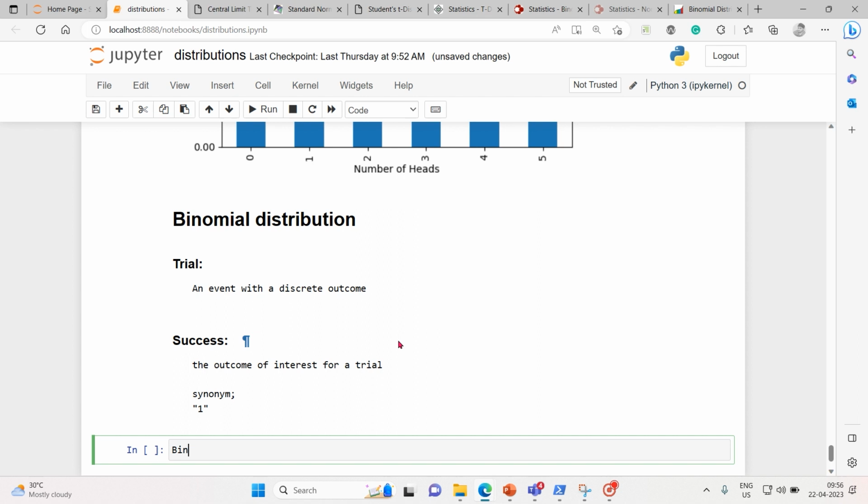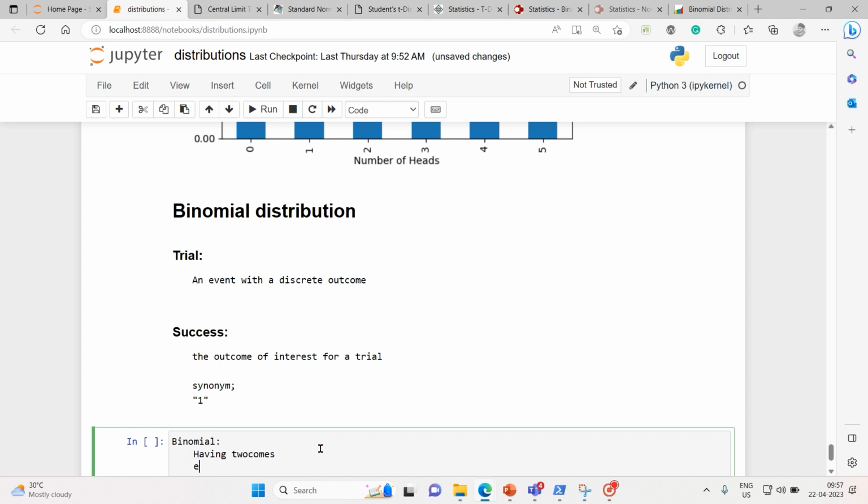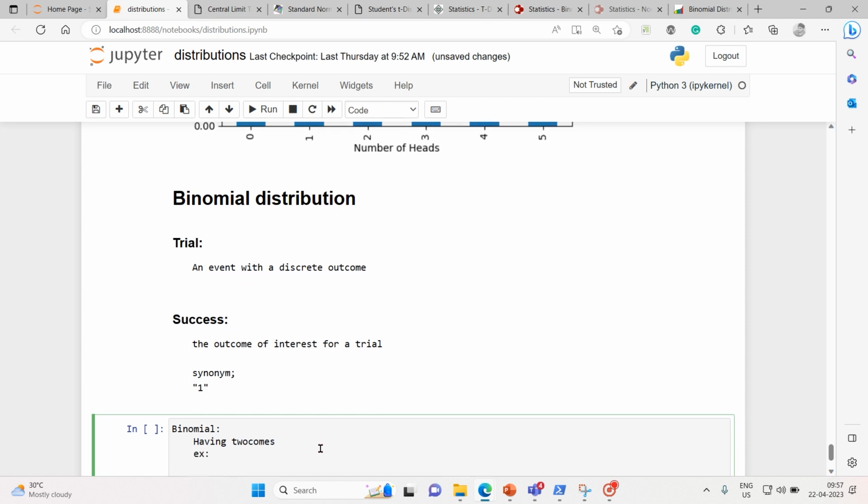Then binomial. What does binomial mean? Binomial is nothing but having two outcomes. Simple. Bi, nomial: two outcomes. Having two outcomes is called binomial. Examples are yes or no, 0 or 1. You can also call it binary.